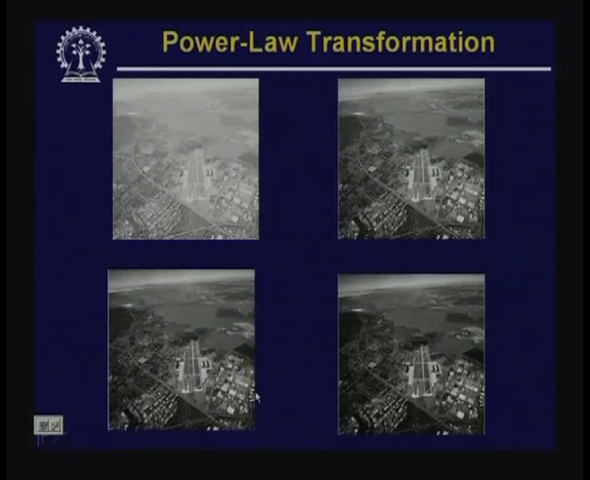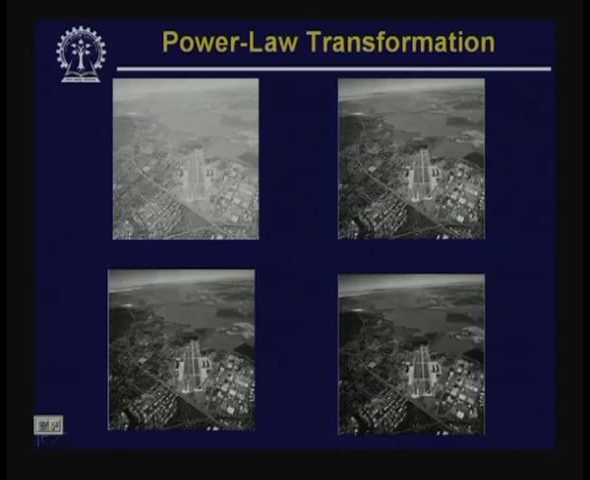So, by using different values of gamma, I can have different power law transformations, and as a result I can have a controlled enhancement of the input image. As shown in this particular case, on the top left we have an aerial image, and most of the intensity values of this aerial image are on the brighter side. As a result, most of the portions in this image are almost washed out. We can't get the details of the image very easily.